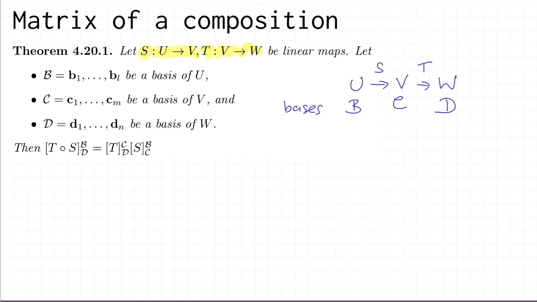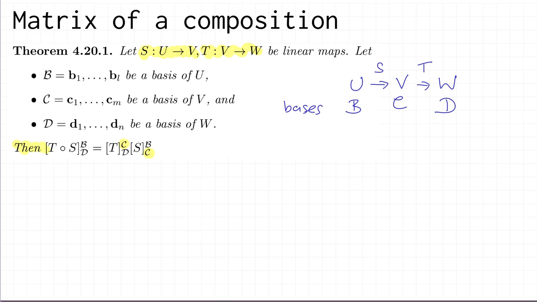And then the claim is that if you ask for the matrix of T composed with S with respect to initial basis B and final basis D, then that's equal to the matrix product of the matrix of T with respect to initial basis C and final basis D, and S with respect to initial basis B and final basis C. So you can sort of think about this as the C's cancelling out. If you want to remember the form of this result, you can imagine the C's cancelling out, like you were multiplying two fractions together.